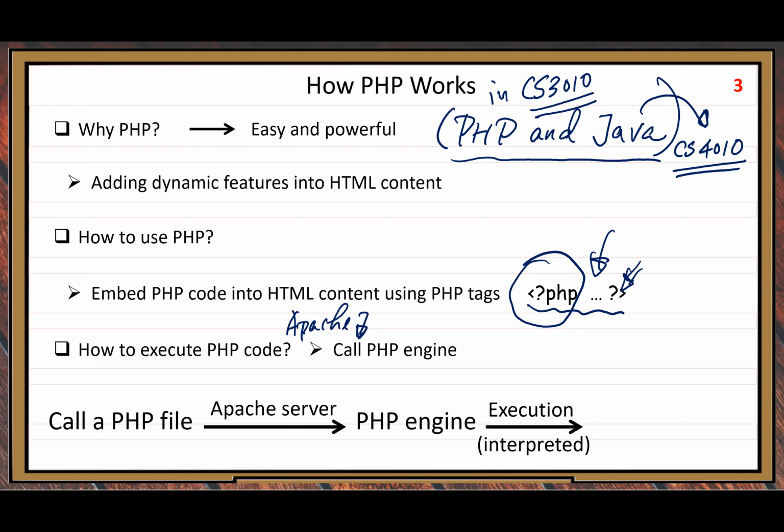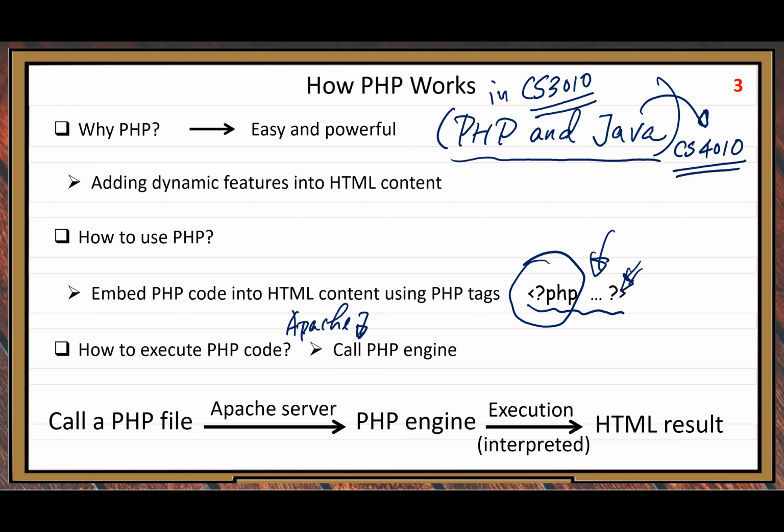So after translation, the PHP engine does the execution. After translation, machine code is there, so it executes instruction by instruction. And it will generate the output. The format of the output, the processing result as text content, is usually HTML format. If you want to generate a different format, that's fine. But for this class, we just need HTML format.